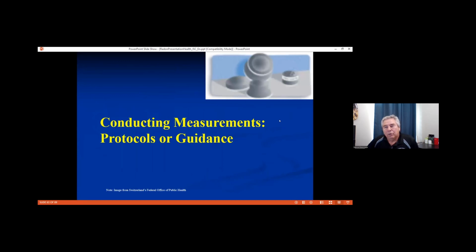Now, again, this course was developed for those working in health, because typically they're the ones that are going to be doing the measurements in community houses, band houses, etc. So we're going to talk a little bit about how to conduct those measurements, protocols, and guidance.